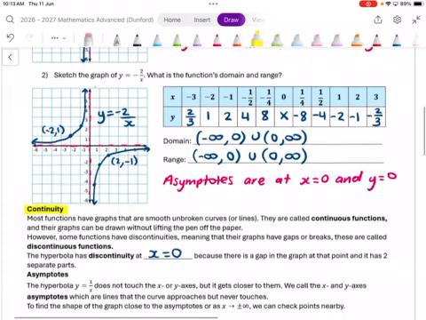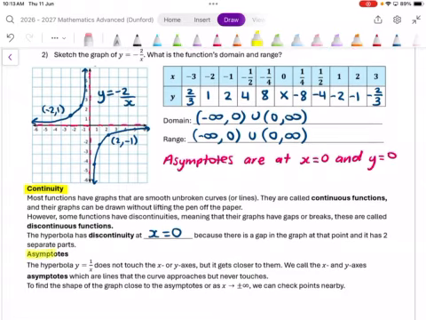Now, I've touched on our asymptotes. Our asymptotes for the hyperbola y equals 1 on x do not touch the x or y axis, but get closer to them. We call the x and y axis our asymptotes, which are lines that the curve approaches but never touches. So we can find the shape of the graph close to the asymptote as x approaches plus or minus infinity by checking points nearby.